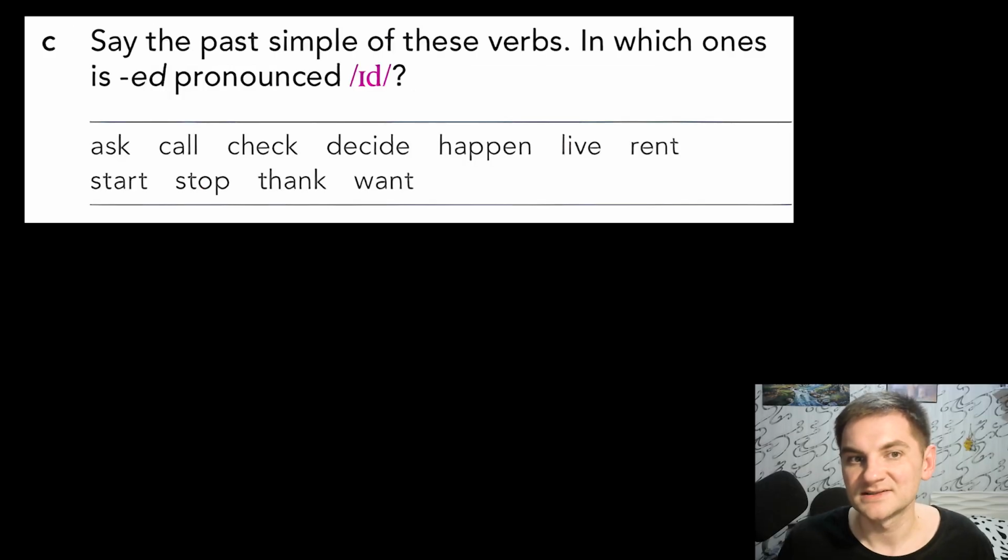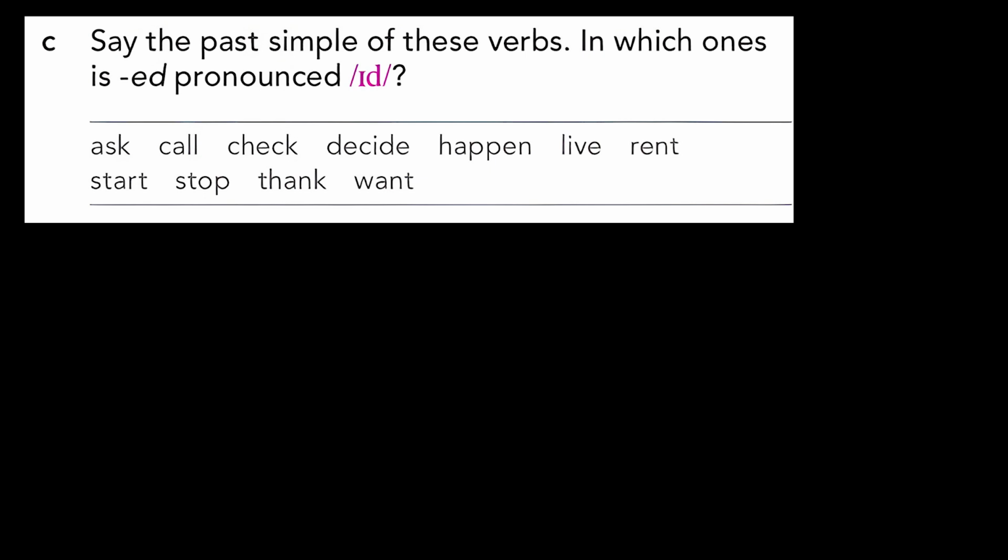Part C. Say the past simple of these verbs. In which ones is ed pronounced id? Try to say all of these forms like ask, asked, call, called, check, checked, and so on. And then check your answer and listen to the audio. You can even repeat a couple of times. The more practice, the better.